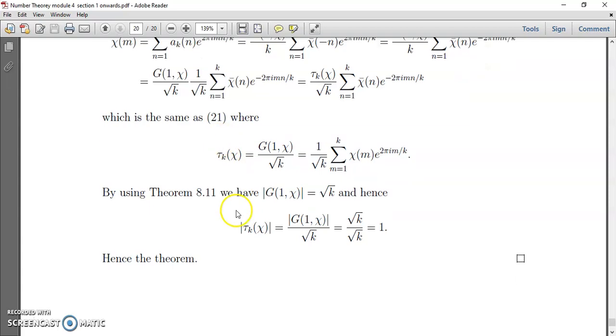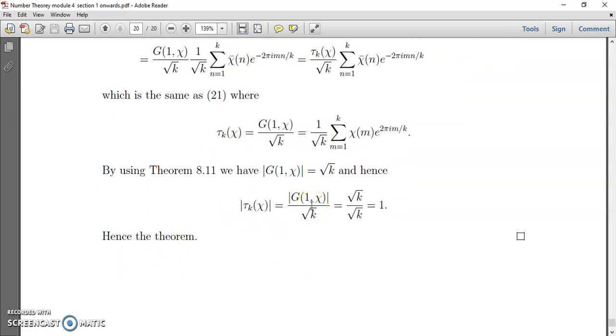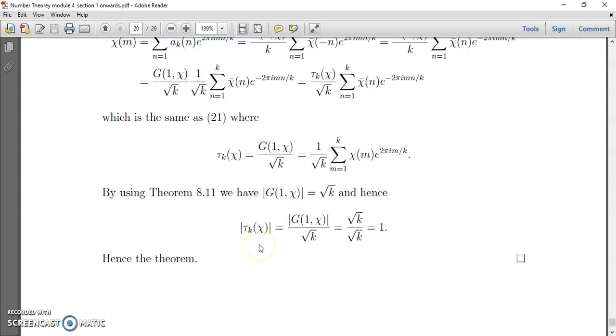Now this completes this chapter or this module on periodic arithmetic functions and Gauss sums, and we have so far studied many properties of periodic arithmetic functions as well as Gauss sums. I hope you have all understood the concepts clearly, and so far we have studied many results. Please study these results properly, and if you have any doubts you can ask me anytime by sending messages.